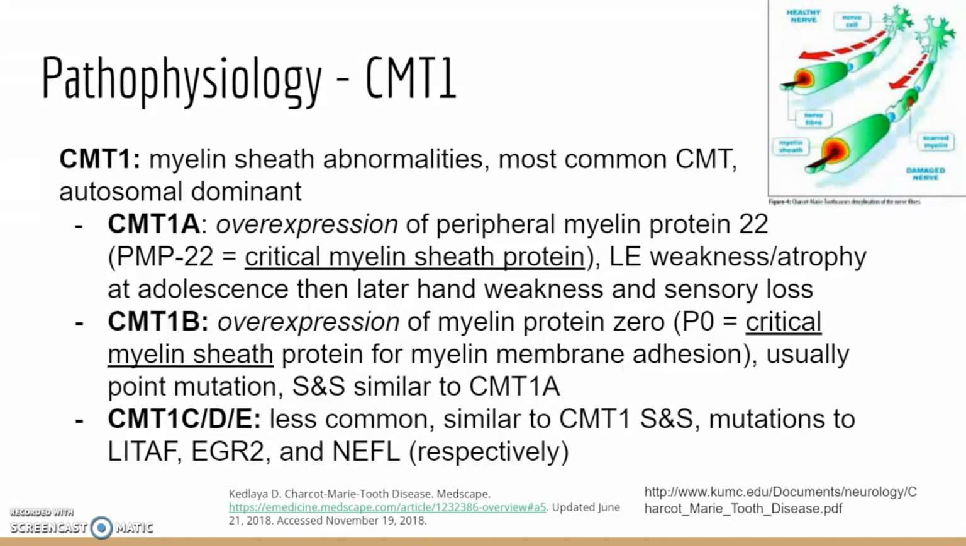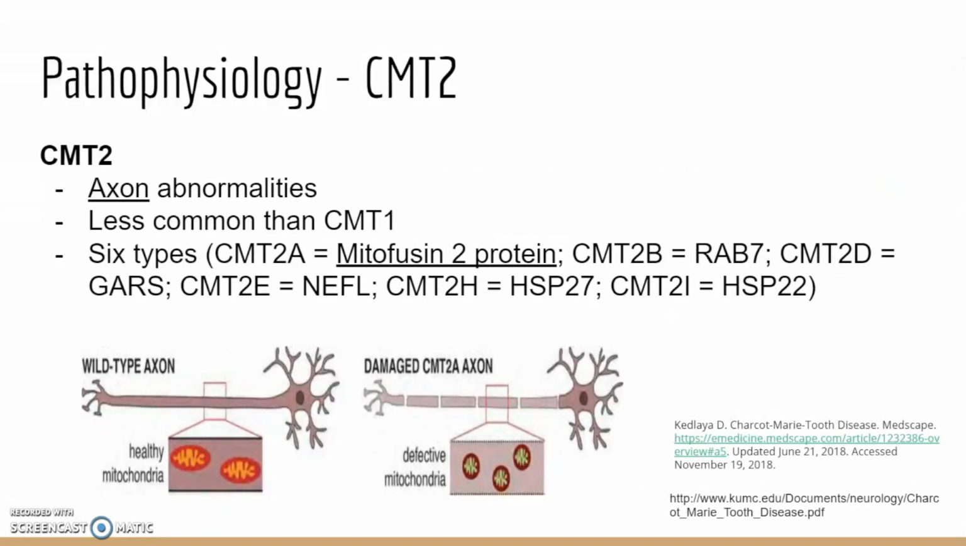For example, CMT1A is an overexpression of peripheral myelin protein 22, which is a critical component of myelin sheath, while CMT1B affects myelin protein 0, which is another essential myelin sheath component. There are multiple types of CMT2 disease, most autosomal dominant, and the genes affected relate to axon function or integrity. The most common form of CMT disease which affects peripheral nervous system axons is CMT2A, where the protein affected is mitofusin 2, which is associated with mitochondrial fusion.